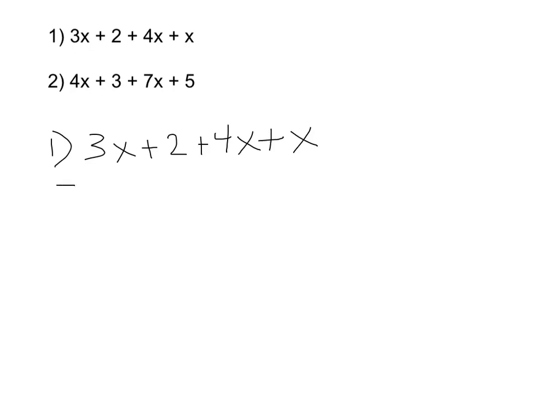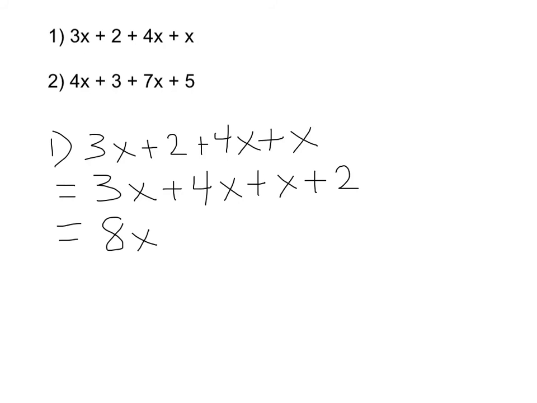So I'm going to say that if I move them around and I put all of my x's next to each other, that it is still equal to that first line, which is why I put the equal sign. And now I'm going to add my like-minded pieces. 3x plus 4x is 7x, plus x is 8x, and I'm still left with my constant of a 2. So that is the answer to problem number 1.